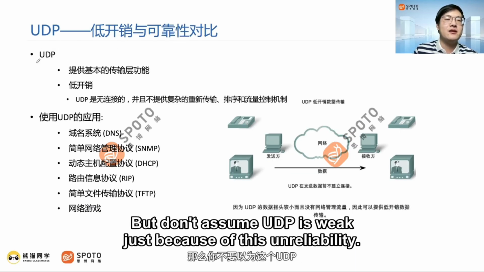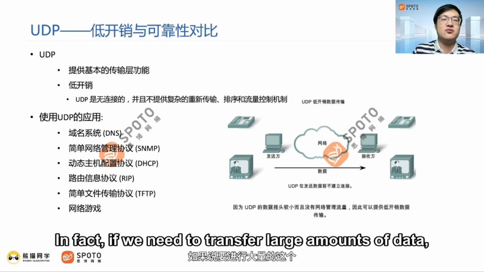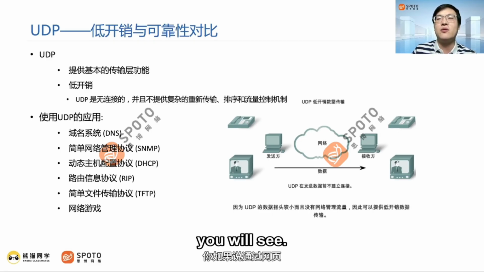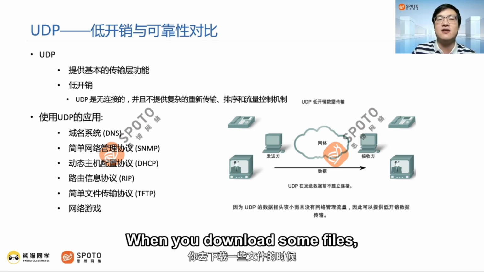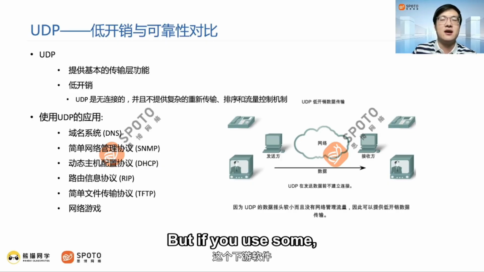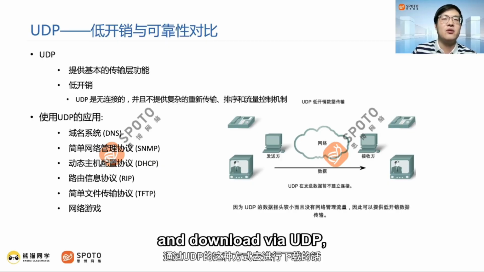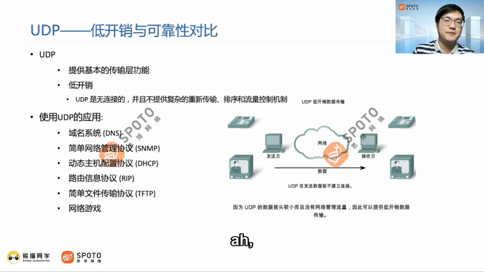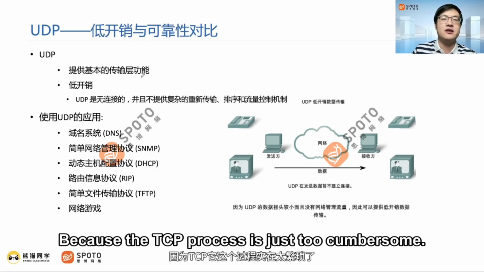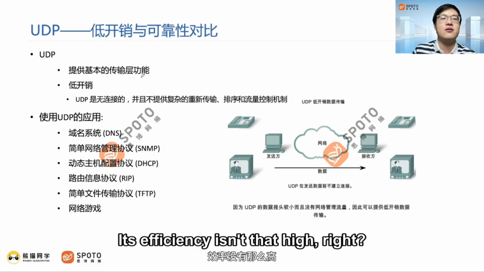But don't assume UDP is weak just because of this unreliability. In fact, if we need to transfer large amounts of data, UDP is actually very efficient. If you use a web browser, you will see. When you download some files, you find the speed is very slow, right? But if you use some download manager software and download via UDP, the speed could be even 100 times faster. Because the TCP process is just too cumbersome. Its efficiency isn't that high, right?